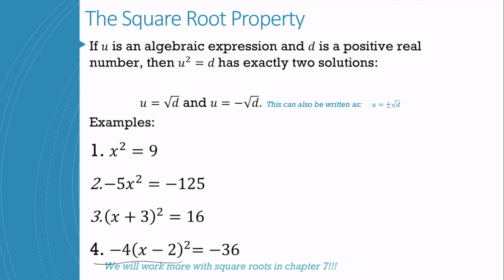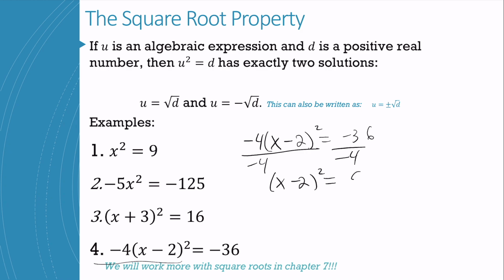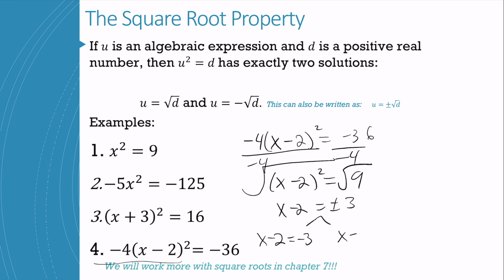So last example, I have negative 4 times x minus 2 squared is negative 36. I want to get this square all by itself, so I divide both sides by negative 4. That gives me x minus 2 squared is 9. I take the square root of both sides. x minus 2 is plus or minus 3. So x minus 2 is negative 3, and x minus 2 is positive 3. That means x is 5, and x is negative 1. So my solution set for this last example would be negative 1 and positive 5.